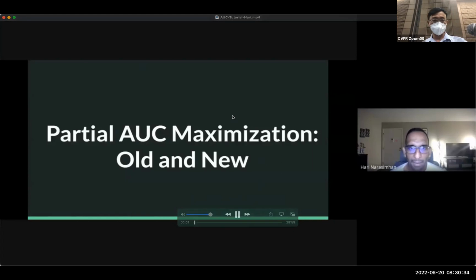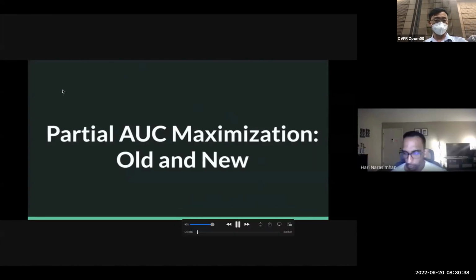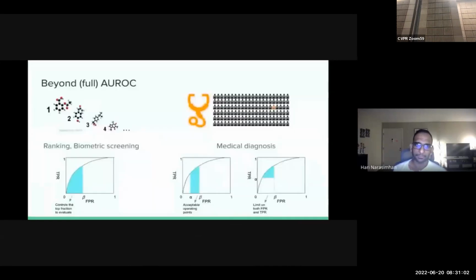Hello everyone, my name is Hari Narasimhan, and I will be covering the next 30 minutes of the tutorial. The focus of this portion of the tutorial would be on partial AUC maximization. The first half of the tutorial covered maximization of the AUC ROC metric. We now move to metrics that go well beyond the standard AUC metric. And one such example is the partial AUC evaluation metric.